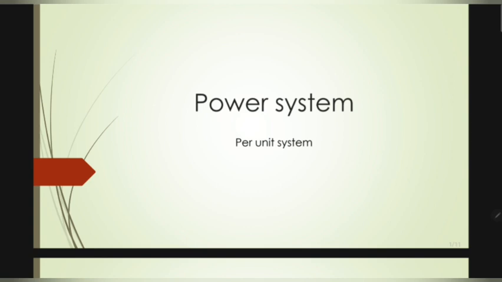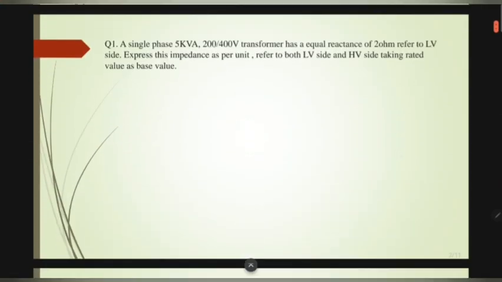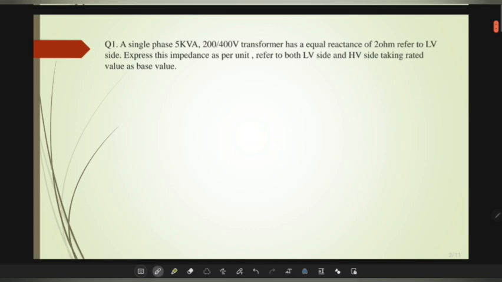Now we will see a few questions in the per unit system. In our first question, they have given a single phase 5 kVA 200/400 volt transformer that has an equivalent reactance of 2 ohm referred to the LV side. So on the LV side, the low voltage side, they have given the reactance as 2 ohm. Express this impedance as per unit referred to both the LV side and the HV side.